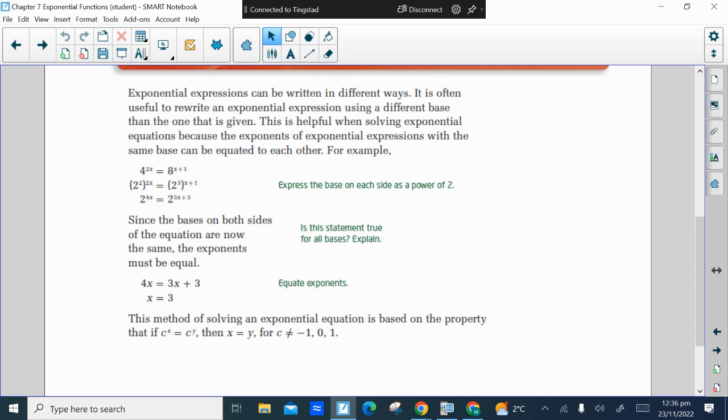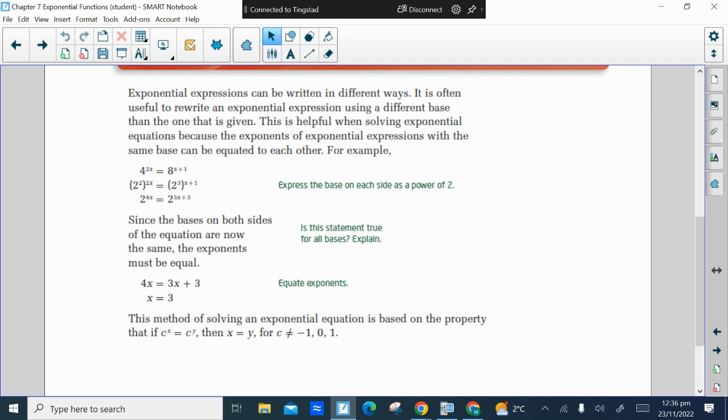And you can rewrite those with the same base because both 4 and 8 can be written with a base of 2 as a power of 2. 4 is 2 squared, and that's raised to the 2x. 8 is 2 cubed, that is then raised to the x plus 1. And then you're going to get 2 to the 4x equaling 2 to the 3x plus 3 when you multiply those exponents.